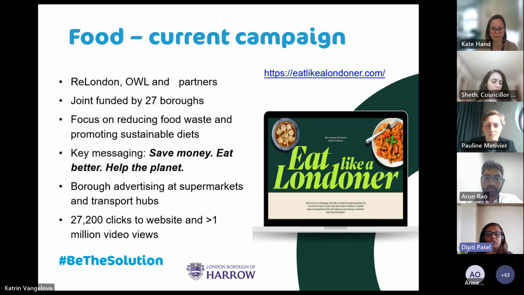So we really wanted to touch on one of the key programmes that's just been launched in April, which is Eat Like a Londoner. It's about collaboration between ReLondon, OWL and other partners, and it's jointly funded by 27 boroughs. It's a great example of a pan-London campaign at scale to try and prompt new low carbon consumption patterns. So it's focusing on reducing food waste, promoting a sustainable diet, and the key message really is to save money, eat better and help the planet.